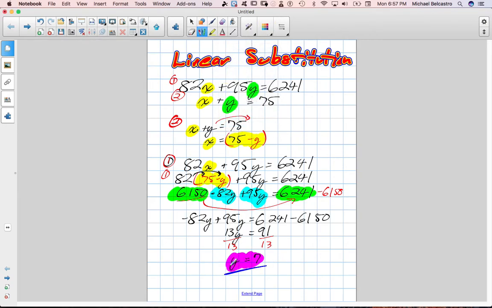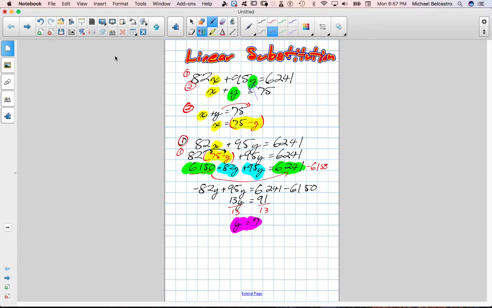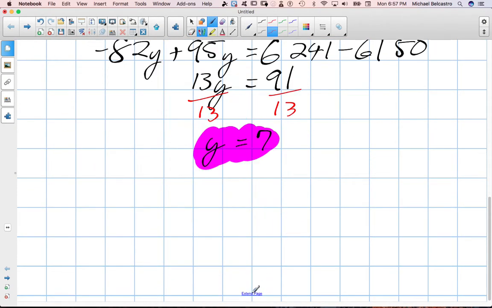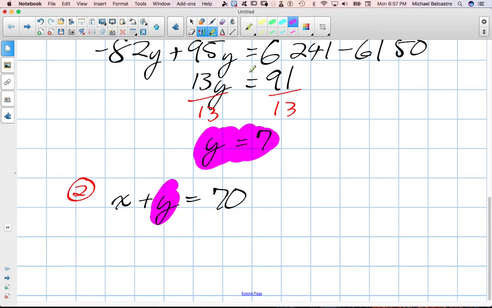y is 7. Now, I need to take y is equal to 7 and plug it into either equation 1 or equation 2. It doesn't make a difference. Again, from looking at the two equations, it's going to be far simpler to plug into equation 2 and solve for x than into equation 1. So I'm going to take equation 2, which was x plus y equals 75. We're going to replace y with the number 7.